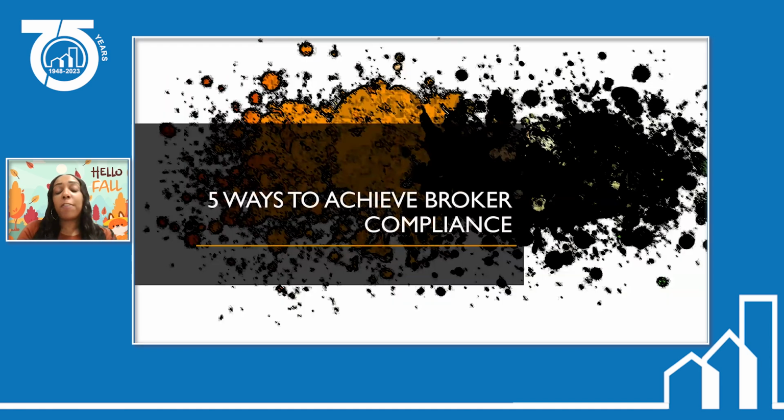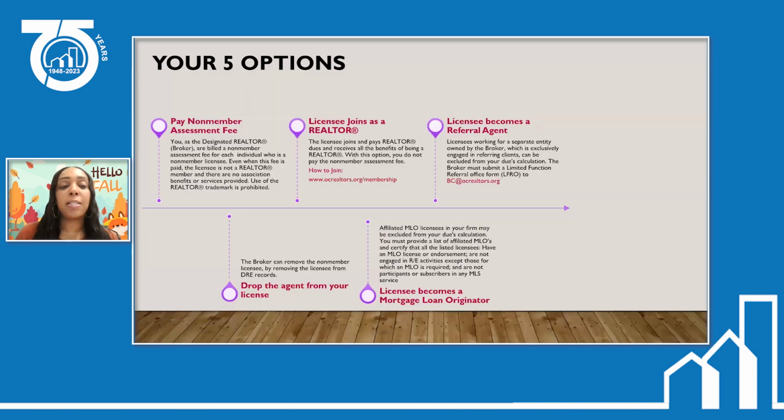Okay, so here are 5 ways to achieve broker compliance. The first option is paying the non-member assessment fee. You as a designated broker are billed a non-member assessment fee for each individual who is a non-member licensee. So for example, if you get a notification from us and you have 10 agents listed on that notification, and you choose to pay the non-member assessment fee, you're going to have to pay the $663 for each individual. Why some realtors or brokers do that, I'm not really sure.